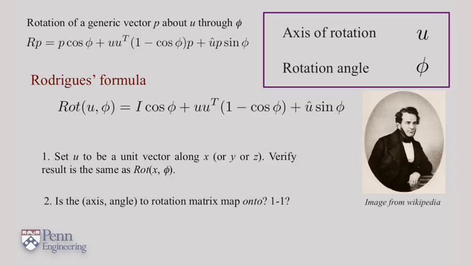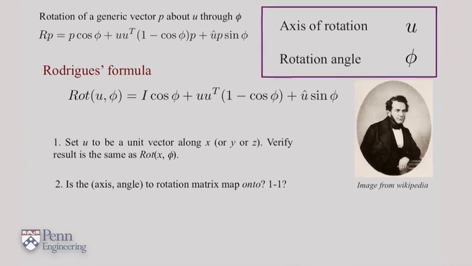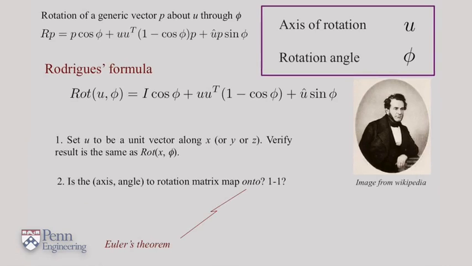So again, we can revisit this question. Is this representation an onto representation? Is it one-to-one? It's onto if every rotation matrix can be represented by a combination of a vector u and an angle phi. It's one-to-one if there's a unique representation. Euler's theorem is pretty much telling us that it's onto, because we know for every rotation there's an axis of rotation. What about the one-to-one property? Well, we can immediately see that this does not hold.